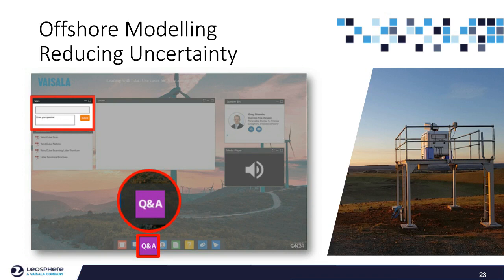We're going to do one more because it's a follow-up from a previous question. Can you explain the difference between calibration and validation? There's some confusion about that with the scanning LiDAR.